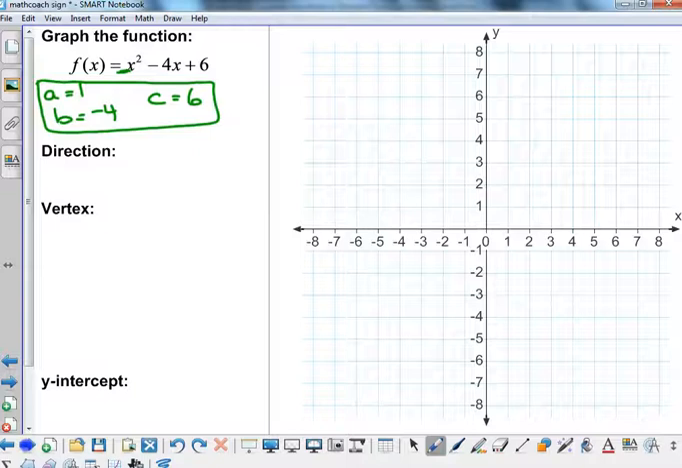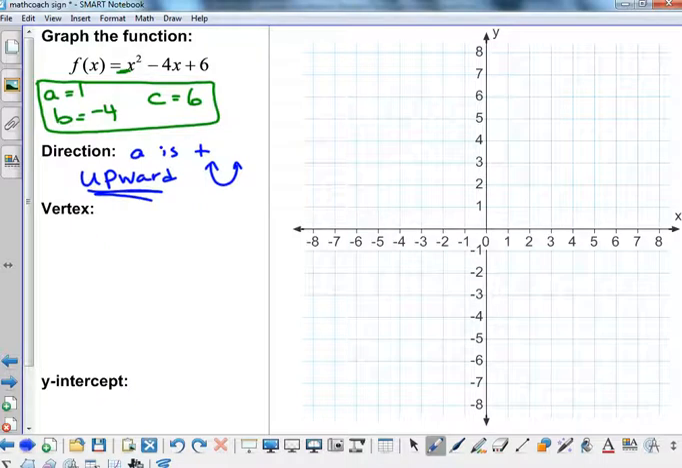First off, we'll go with our direction. Again, we'll look at A for attitude. In this case, A was +1, so we know that A is positive, so that means that our direction is going upward. Okay, it's going to do one of these deals right here. So that's important information to know to start off with. We know what to expect as we start to graph this thing out.